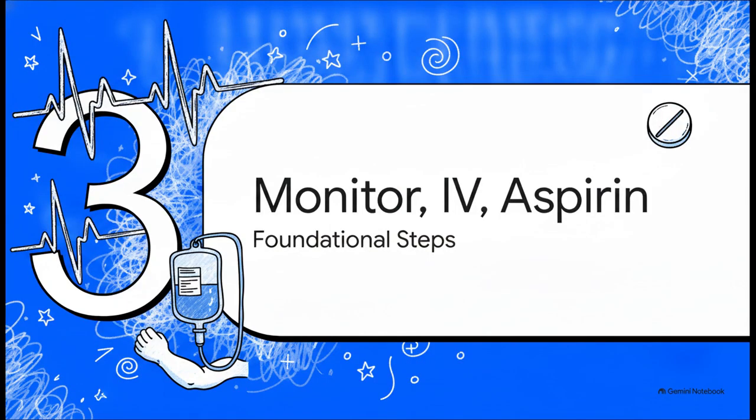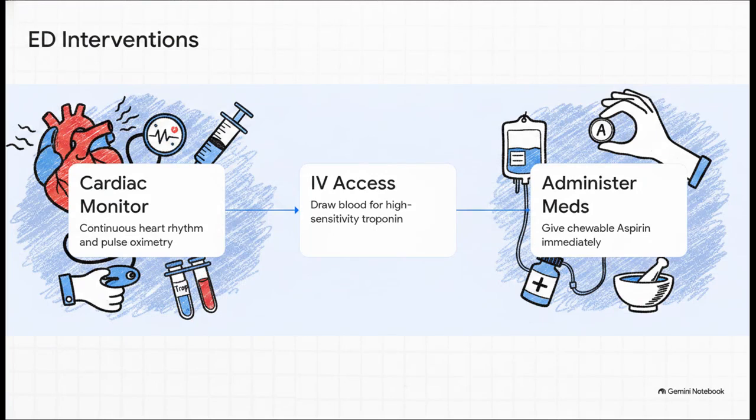Section 3. Monitor, IV, and aspirin. Establishing the foundation. So, with your ECG in hand, or while it's being acquired, you've got to simultaneously lock in the basics. Make sure the patient is attached to a continuous cardiac monitor with pulse ox and frequent blood pressure checks. Remember, arrhythmias are caught by the monitor, not your stethoscope. At the same time, secure IV access, draw blood for high-sensitivity troponins, and prep your very first major medication.